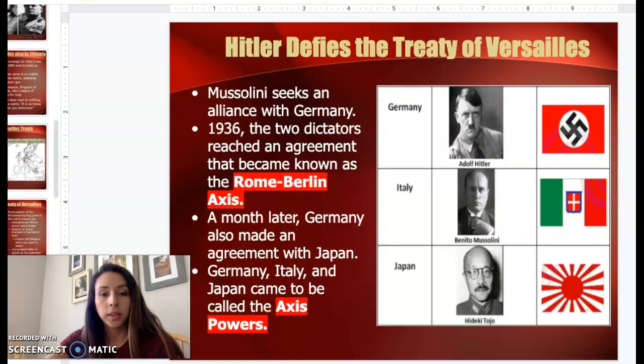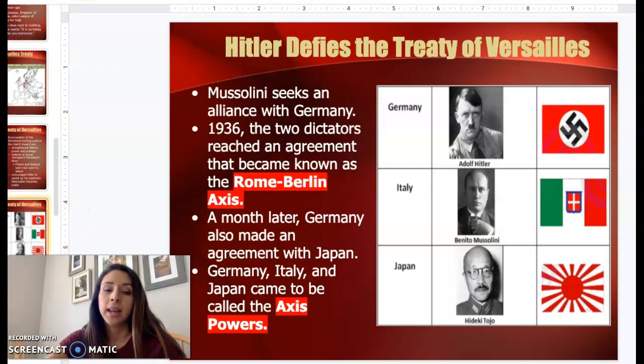Okay, so next we are going to look at Hitler here. Mussolini actually is encouraged by Hitler, and he seeks to have an alliance with him. In 1936, the two dictators reach an agreement known as the Rome-Berlin Axis. It essentially is an alliance. And then soon after that, Germany also makes an agreement with Japan. Germany, Italy, and Japan become the Axis powers.